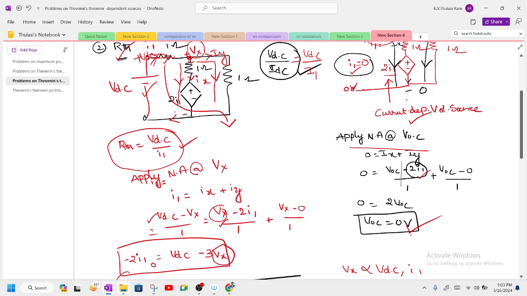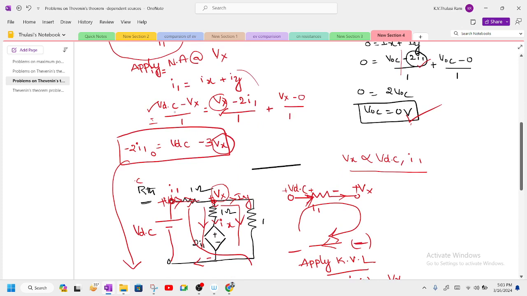we apply the voltage, and this is a new voltage we got, and we apply the nodal analysis, and we have written I1. V1 is VDC minus Vx by 1. So how to write down this current Ix? Vx minus 2I1 by 1. How to write down Iy? Vx minus 0 by 1. If you solve it, you get an equation, but this equation has an unknown Vx.